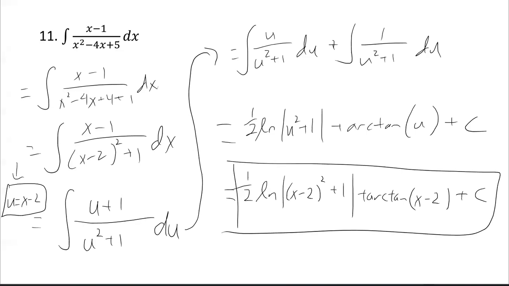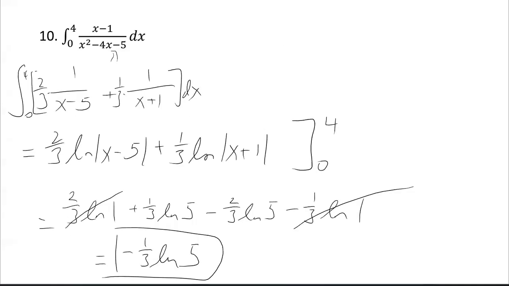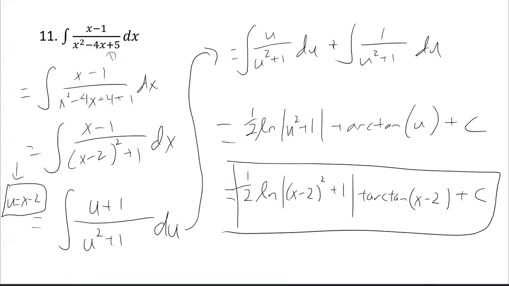Here's our answer. So notice this indefinite integral, just because this became a plus sign instead of a minus sign, is much more complicated. Here it was just 2 natural logs. Here it's a natural log and an arctangent.